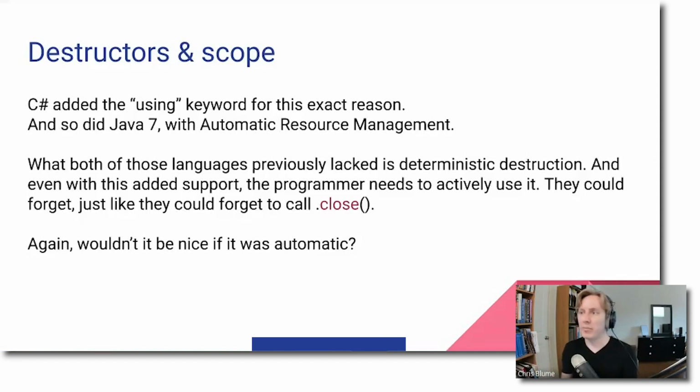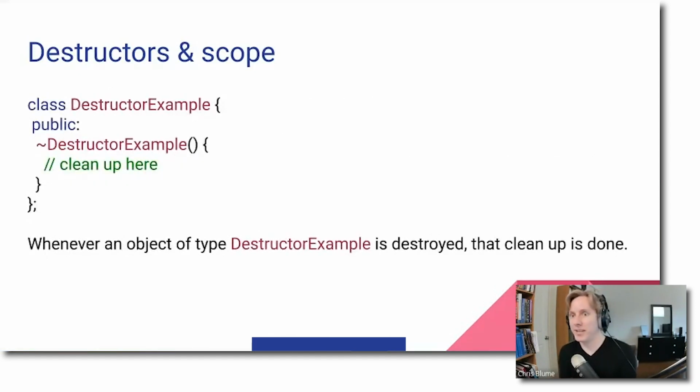But that still puts the burden on us, the programmers using it, to remember to use the keyword or to call .close. It's the exact same problem. If I forgot to call .close, I'll forget to call using. We haven't really solved the issue. So what we really want is deterministic destruction, and that's what C++ has. Here's an example of a class, and inside it we have this function that starts with a tilde, and then the class name. That will be called whenever your object goes out of scope, and it happens right then and there. It's deterministic when it happens.